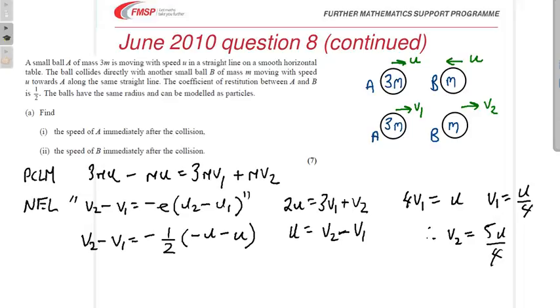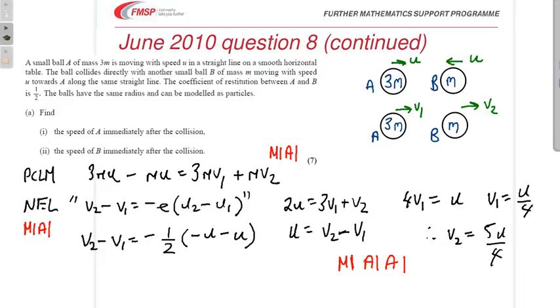And that's 7 marks for that. While we're here, let's just look at the mark allocation for that part of the question. For the 7 marks, there was an M1A1 for the conservation of momentum equation, and also an M1A1 for Newton's experimental law, or the restitution equation. That's 4 marks out of 7. And then there was a method mark for solving the simultaneous equations, and 2 accuracy marks for the 2 answers, for the velocity of A and the velocity of B.